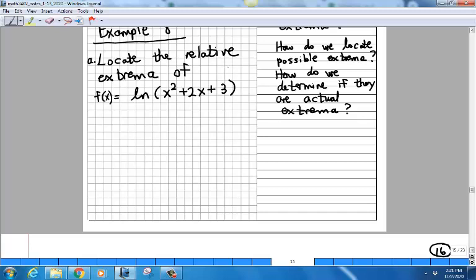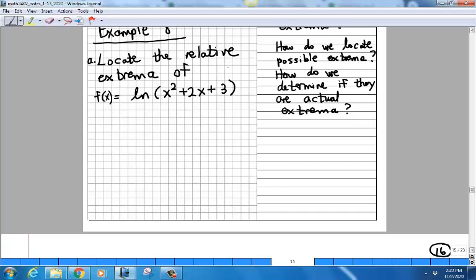It says locate the relative extrema of this function. So natural log of x squared plus 2x plus 3. So remember, relative extrema, there's two types of extrema. There's a relative maximum and a relative minimum. Okay, and remember, relative maximum corresponds to the peak points on the graph. So when you're thinking of a relative maximum, that just means where are the hilltop points on the graph of the function, and relative minimum is the valley points on the graph of the function.